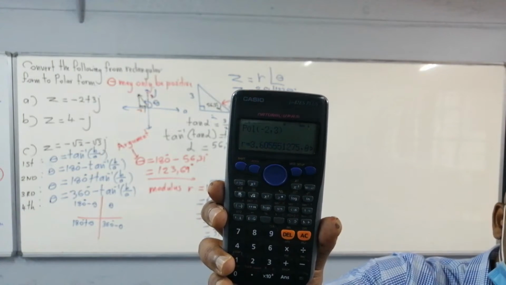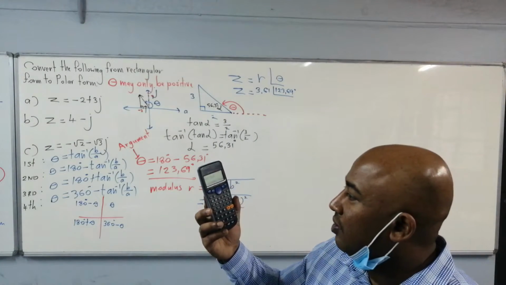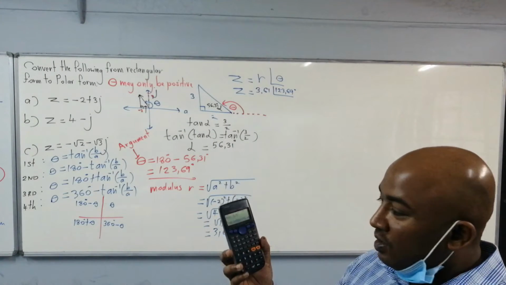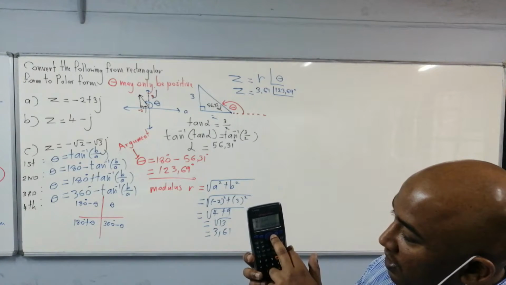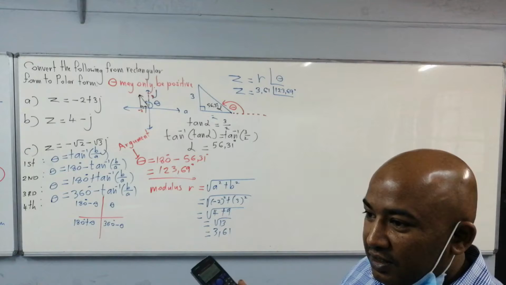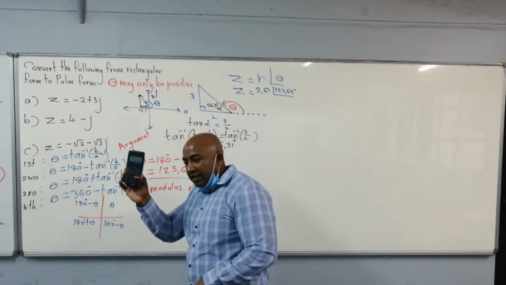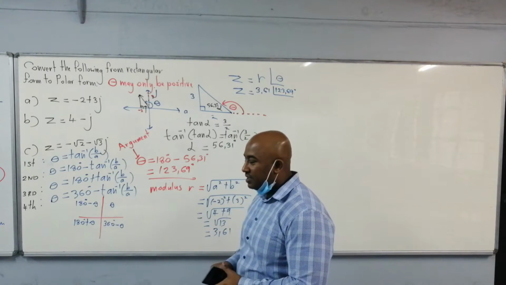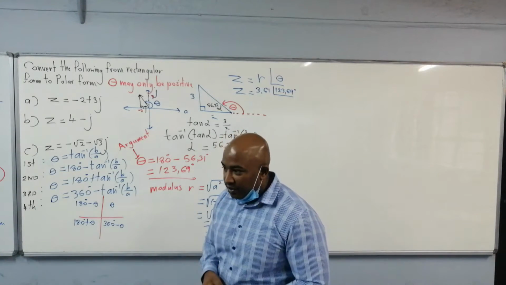So you can see what the calculator gives you. The calculator will give you 3,61, move to the right, 123,69 degrees. Easy. Okay. You cannot go wrong because the calculator is there to make sure that your answer is correct. Just that you need to be careful with the angle when you're working it out.